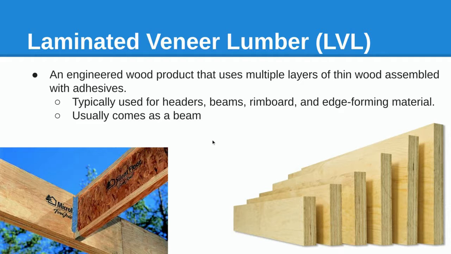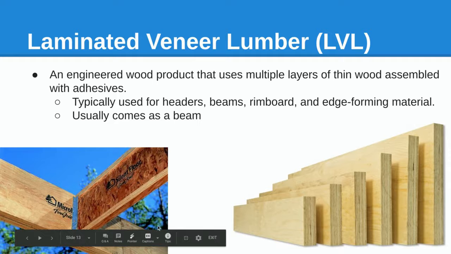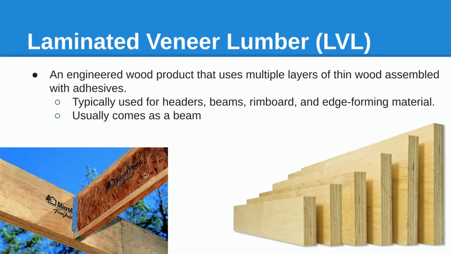Laminated veneer lumber. This is going to be very similar to plywood, but the applications tend to be different. An engineered wood product that uses multiple layers of thin wood assembled with adhesives, typically used for headers, beams, rimboard, and edge-forming material. Usually comes as a beam. So you can see this does look different in the applications. These are headers up here. The applications are different than plywood.